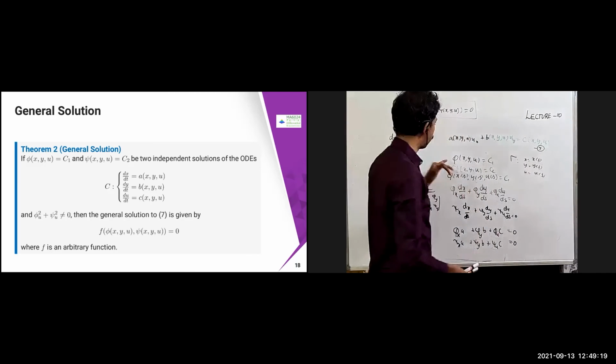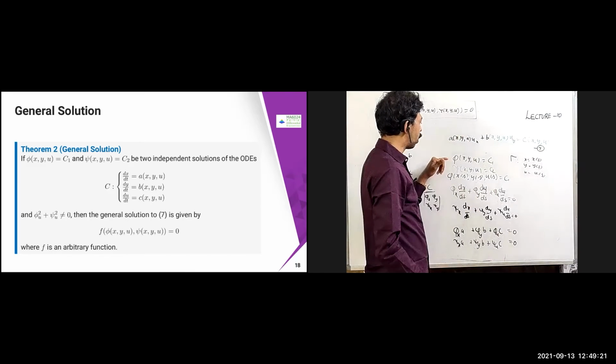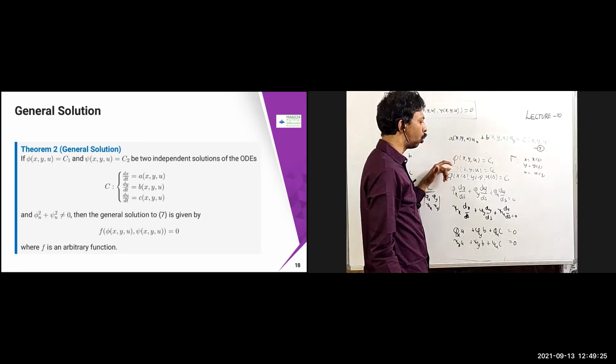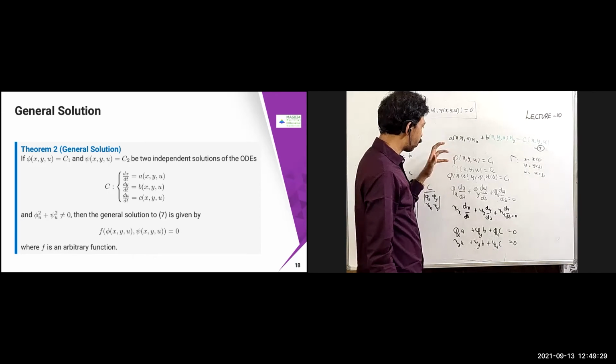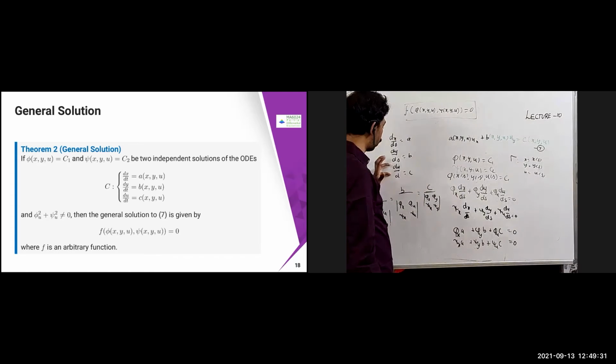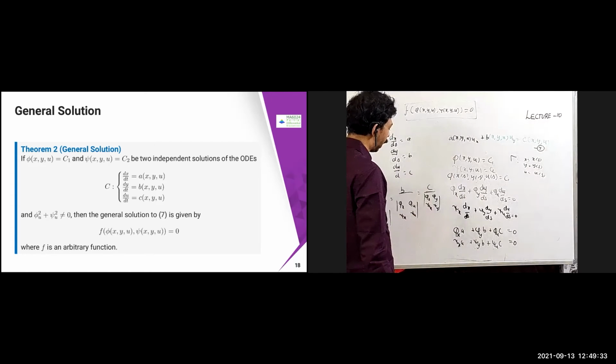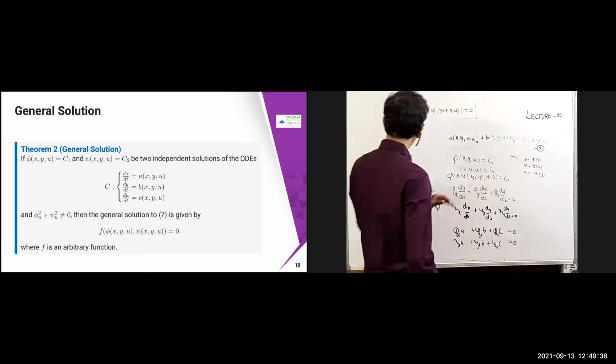So the theorem statement is as follows. Suppose pi of x, y, u equals c1 and psi of x, y, u equals c2 are two independent solutions of the ODEs. That means what? Two independent solutions of these ODEs means this condition is going to be satisfied.